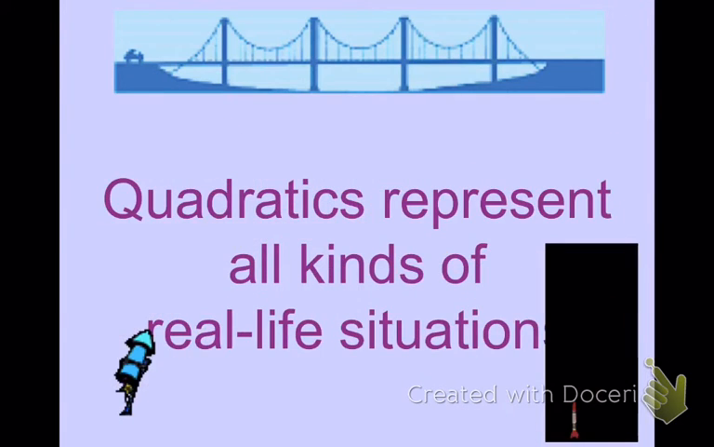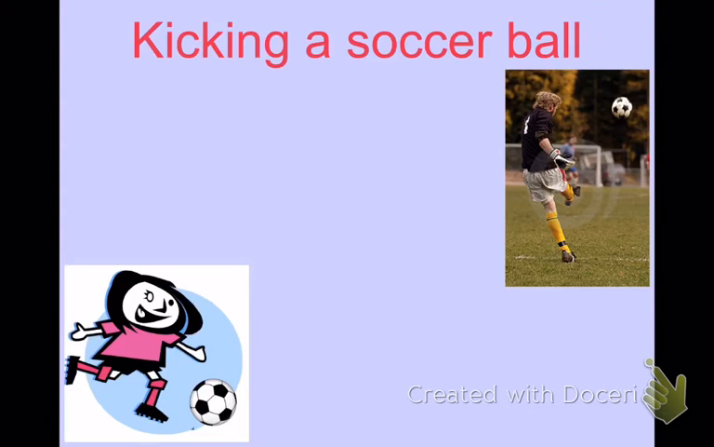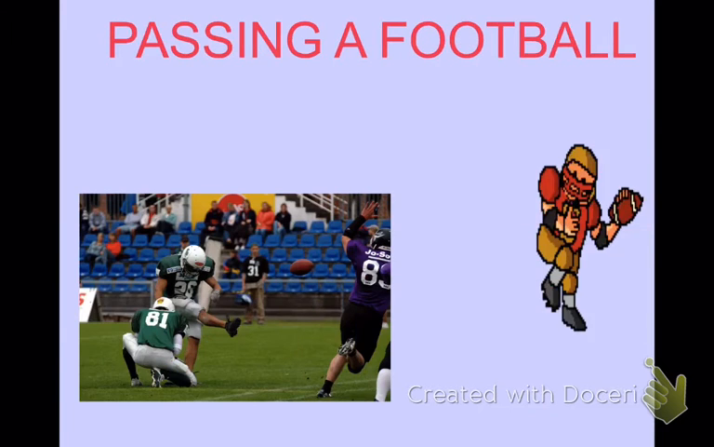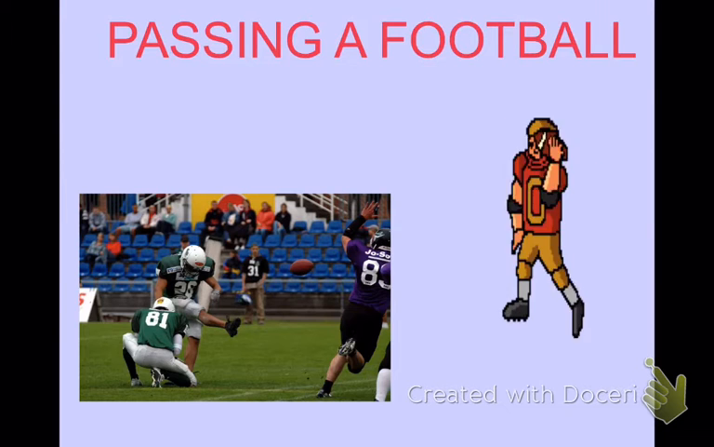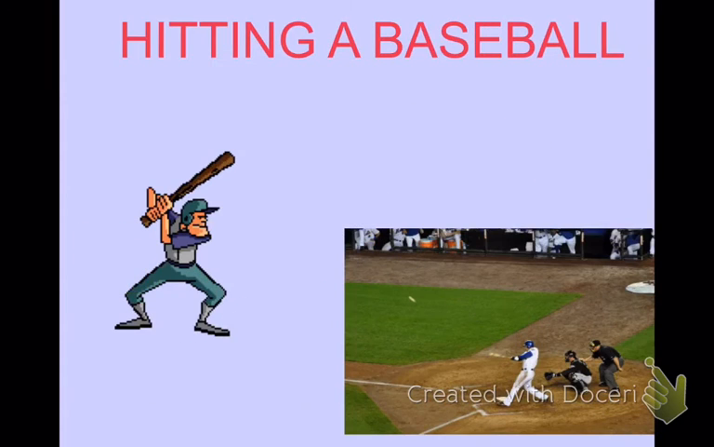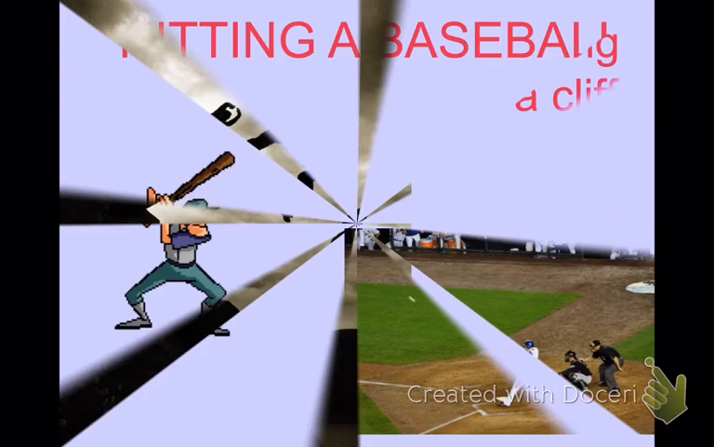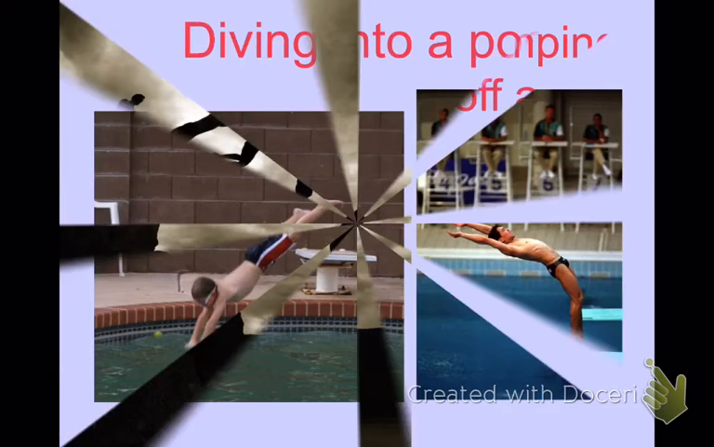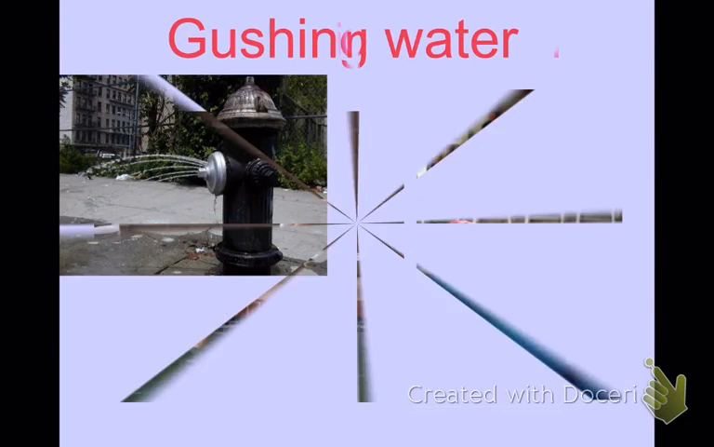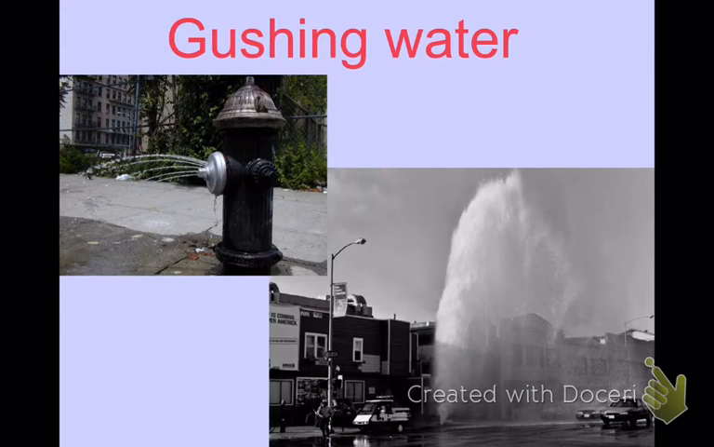So, we use parabolas to represent all kinds of real life situations, and we use quadratic equations to model them. So for example, kicking a soccer ball, it will make the shape of a parabola. Same thing as passing a football, it will also make the shape of a parabola, but it will be a very wide parabola. Same thing as hitting a baseball. Jumping off a cliff, this will be like half a parabola from its maximum on down. Diving into a pool, water gushing out of a fire hydrant, the water will make the shape of a parabola, whether it's a little one or a very big one.